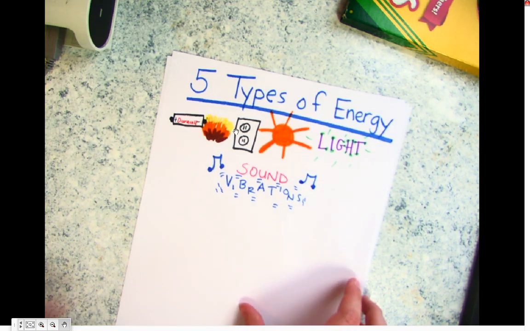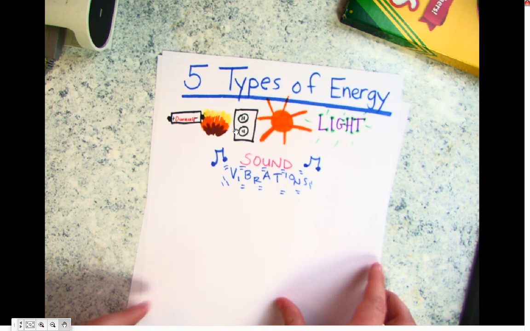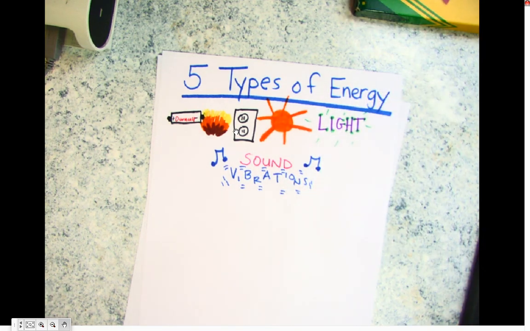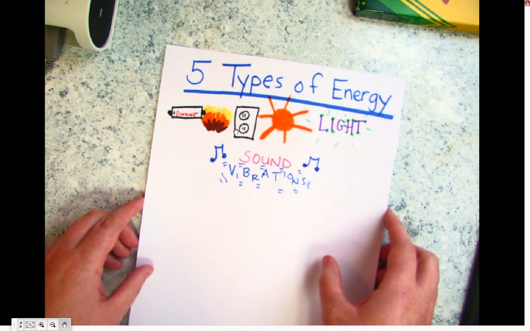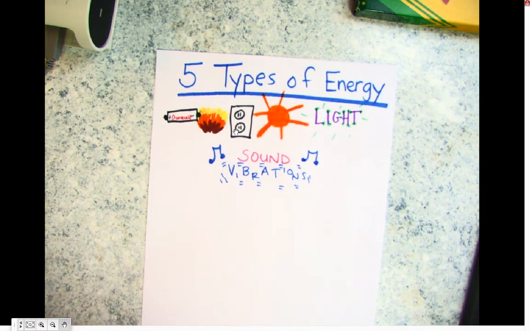Hey guys, so today we are going to be looking at 5 types of energy. Okay, so let's go back to when we talked about matter versus energy. Matter is anything that takes up space and has mass, while energy is the ability to do work. So when I ask the question, are matter and energy two different things, you should automatically say yes, absolutely. Two completely different things.